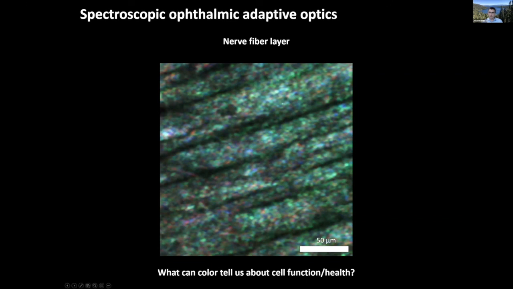And here we're showing you the surface of the nerve fiber layer, where you can see those bright reflective dots that I showed you before in black and white, but now in color. And these could potentially tell us about the health status of these, maybe in a snapshot, rather than having to wait for them to change.